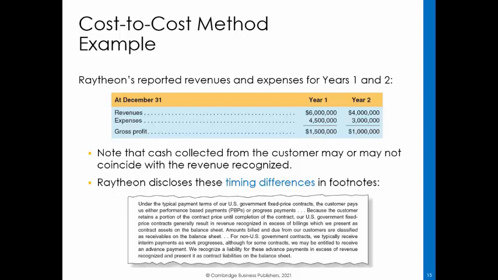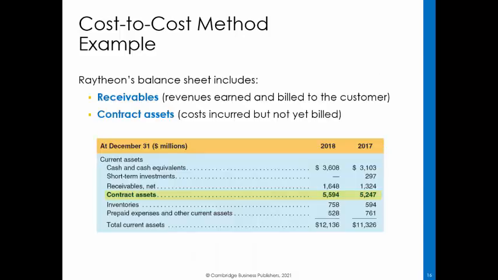These timing differences affect the balance sheet. Raytheon describes the accounting for those timing differences in the footnote shown on this slide. When Raytheon receives cash in advance of incurring costs under a contract, it records a liability that represents the obligation to deliver the product for which it has been paid.